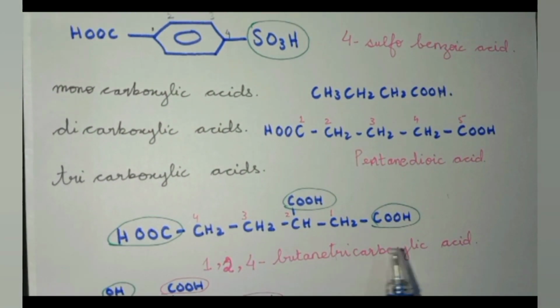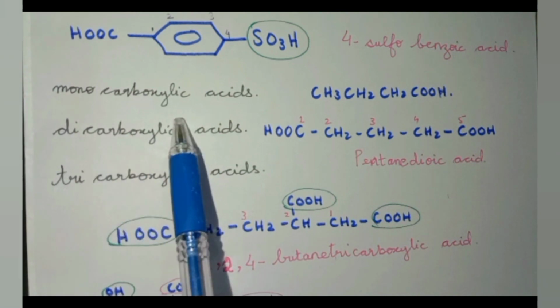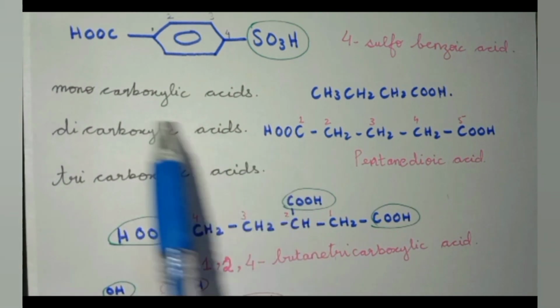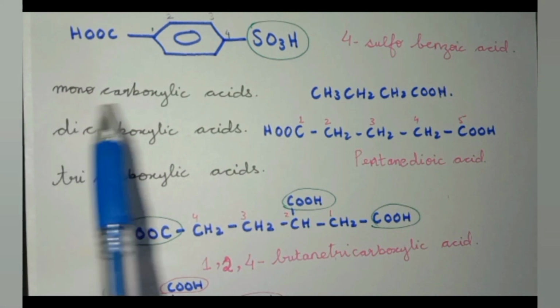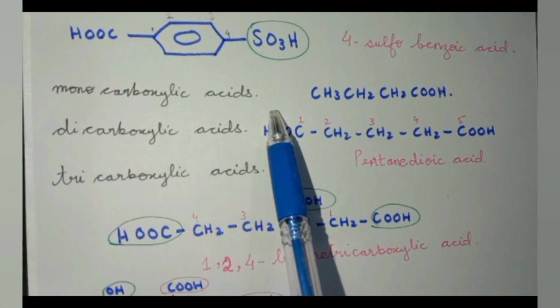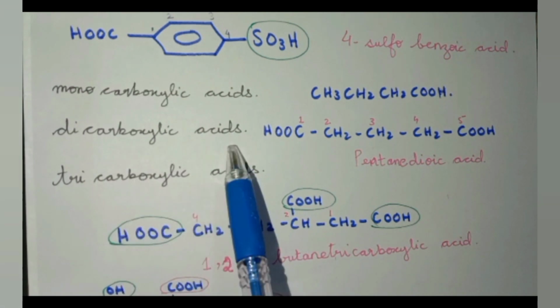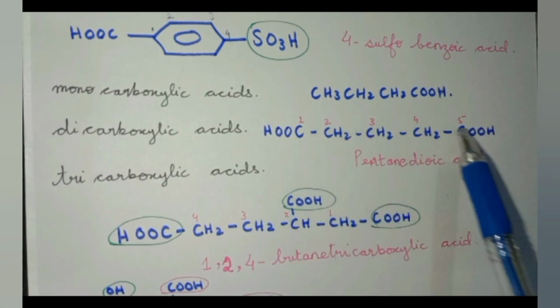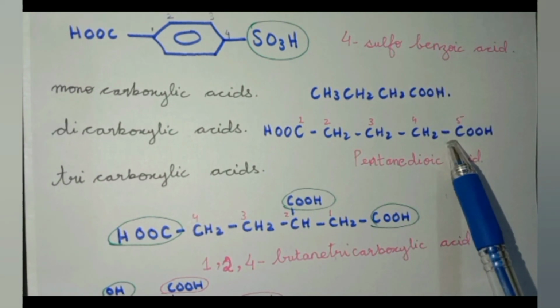Now, there is another classification of carboxylic acids: these carboxylic acids are of three main kinds, that is monocarboxylic acids, dicarboxylic acids, and tricarboxylic acids. The ones we did earlier were the monocarboxylic acids.